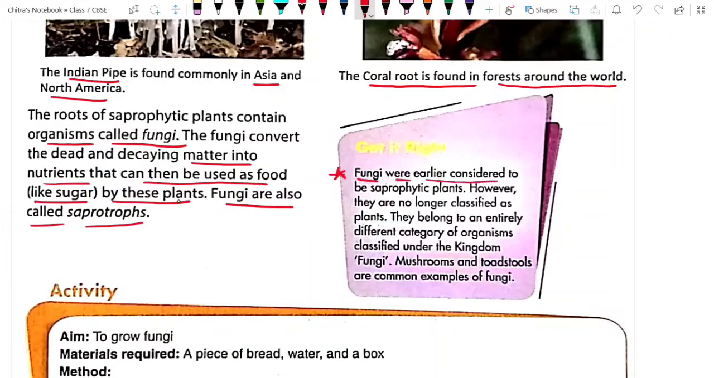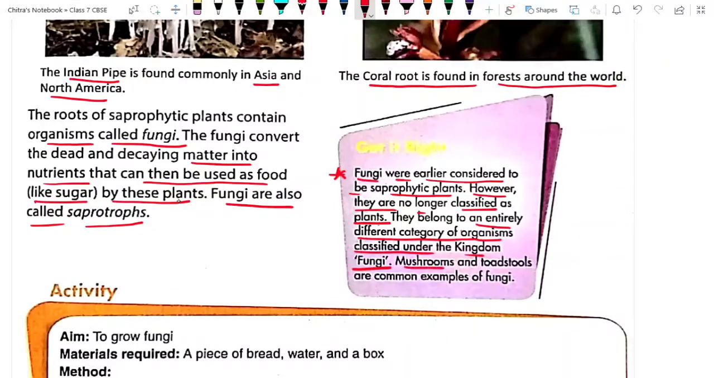Fungi were earlier considered to be saprophytic plants. However, they are no longer classified as plants. They have been moved to a different category called fungus, removed from the plants. They belong to an entirely different category of organisms, classified under the kingdom called fungi. In earlier days fungi used to come under plants, but now they have a different kingdom called fungi.